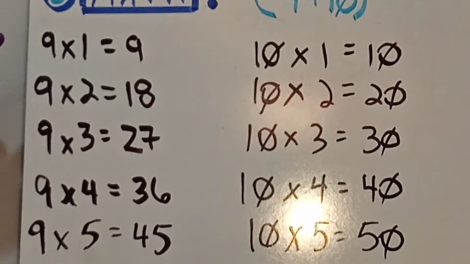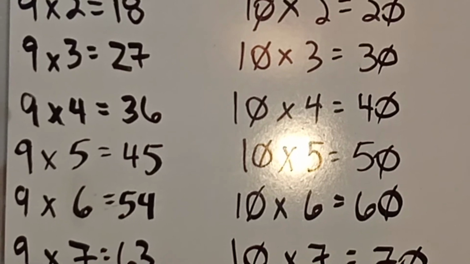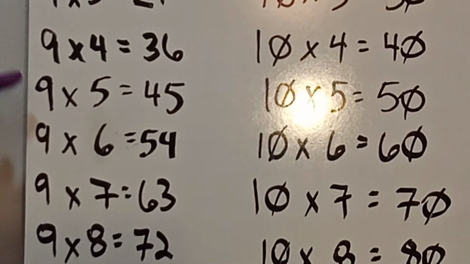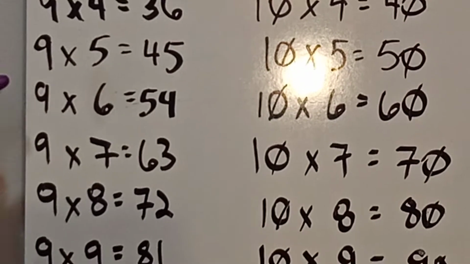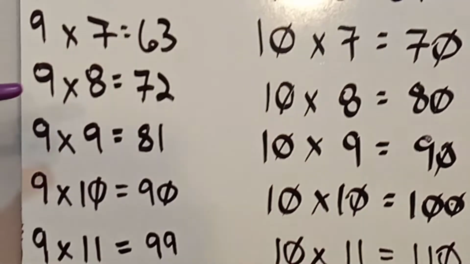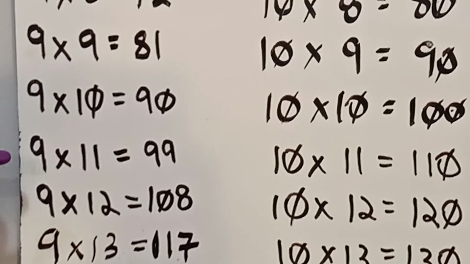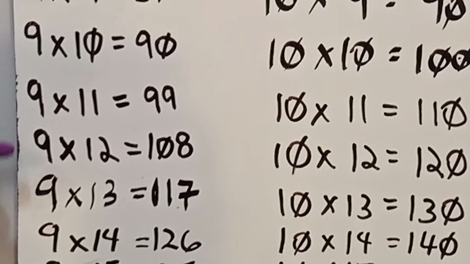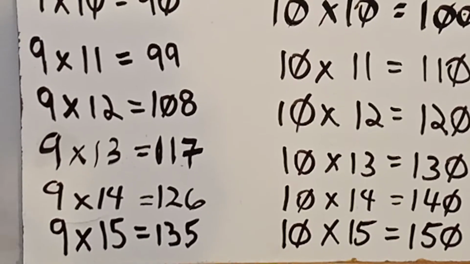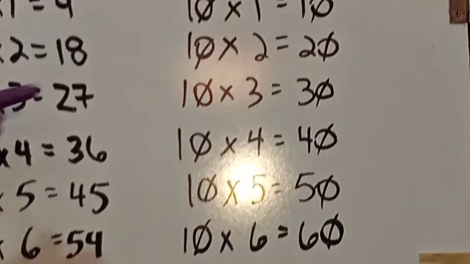For 9s, we'll do the 9 chant. 9 times 1 equals 9. 9 times 2 equals 18. 9 times 3 equals 27. 9 times 4 equals 36. 9 times 5 equals 45. 9 times 6 equals 54. 9 times 7 equals 63. 9 times 8 equals 72. 9 times 9 equals 81. 9 times 10 equals 90. 9 times 11 equals 99. 9 times 12 equals 108. 9 times 13 equals 117. 9 times 14 equals 126. 9 times 15 equals 135. And you can do the same for the 10s, but we're going to skip that for now.